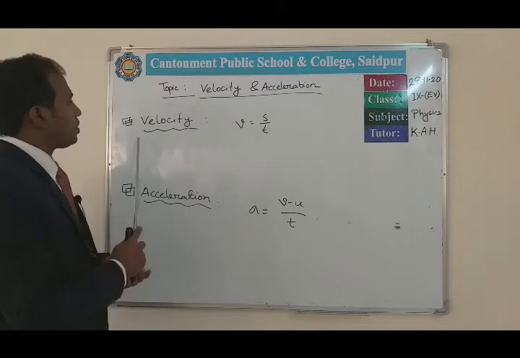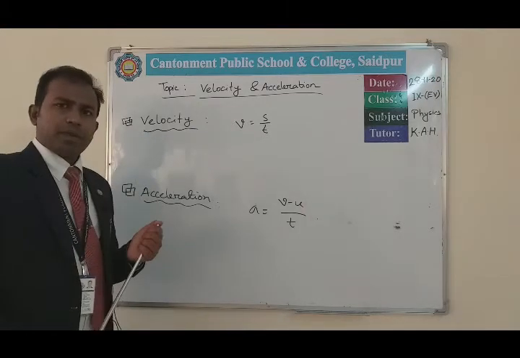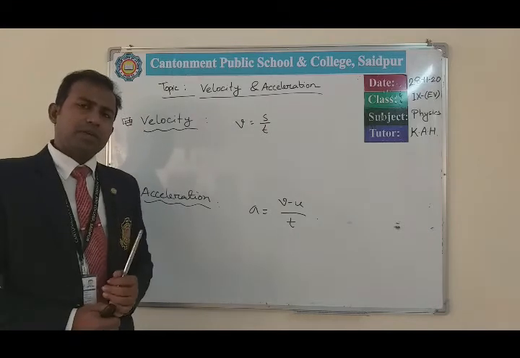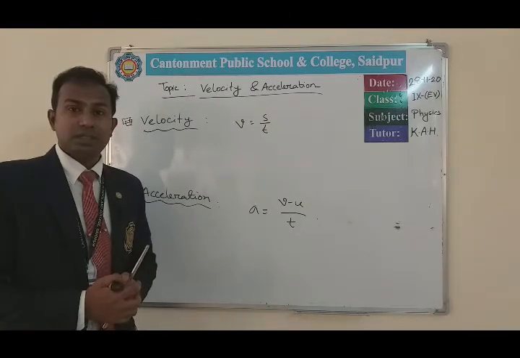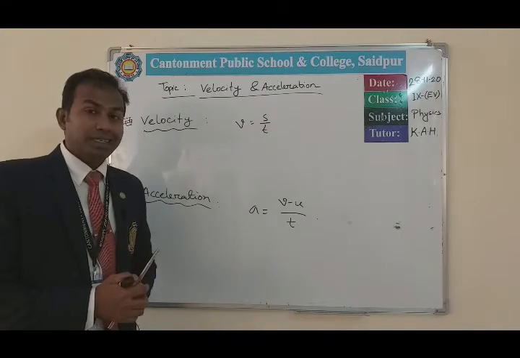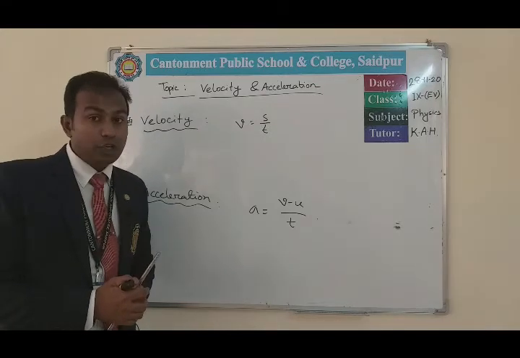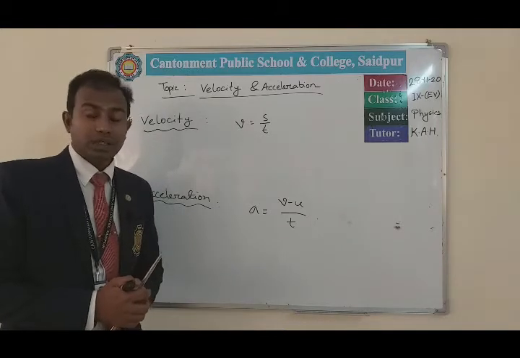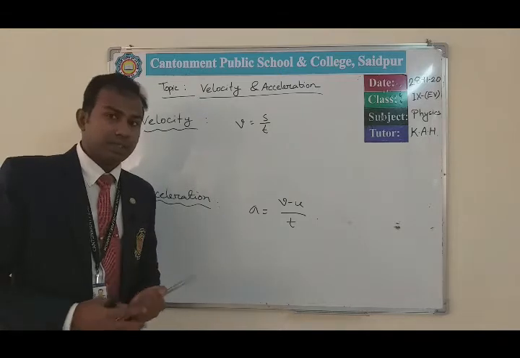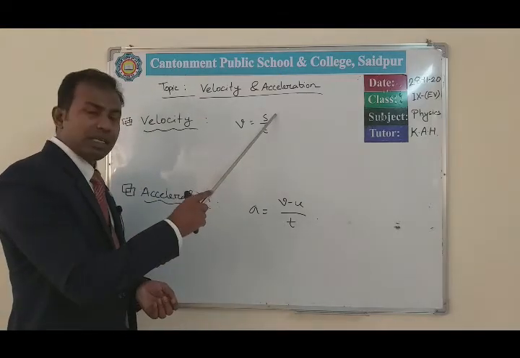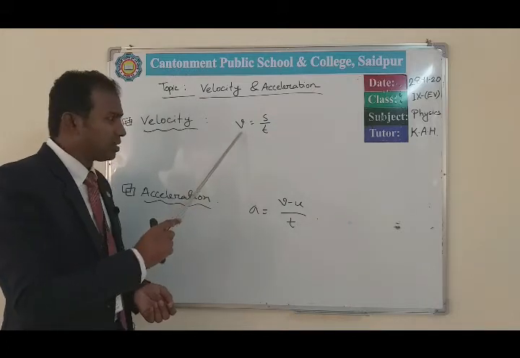First of all, the velocity. What is velocity? If I say the definition first: the ratio between the displacement and time is called the velocity. As you can see on the board, the displacement divided by time is known as velocity.